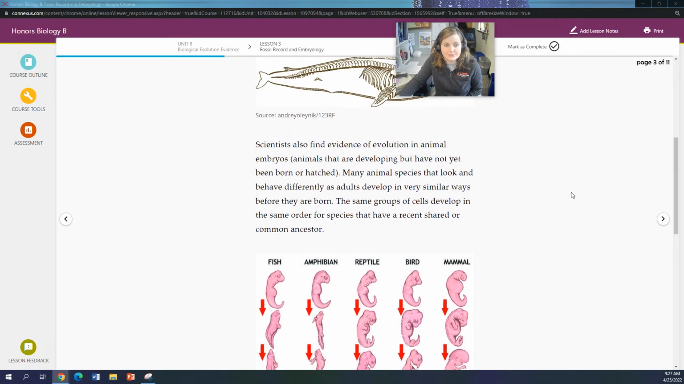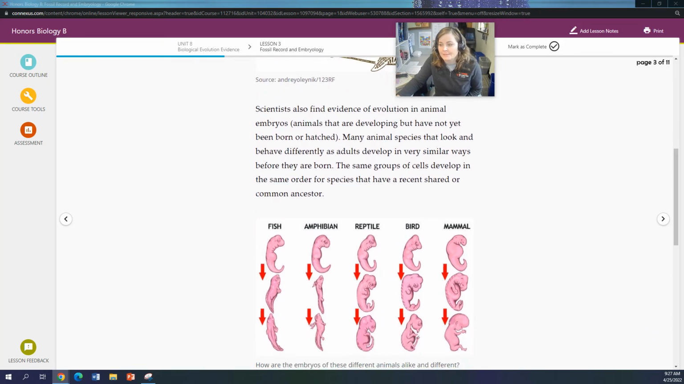Another study that scientists use is a study of comparative embryology. So we're looking at embryos of different animals. These are just little babies before they've really developed past a certain state in the egg or in utero or whatever. And what they notice is that embryos develop very similarly. The embryo of a fish develops very similarly to the embryo of a human being, which develops very similarly to the embryo of a reptile and a bird.